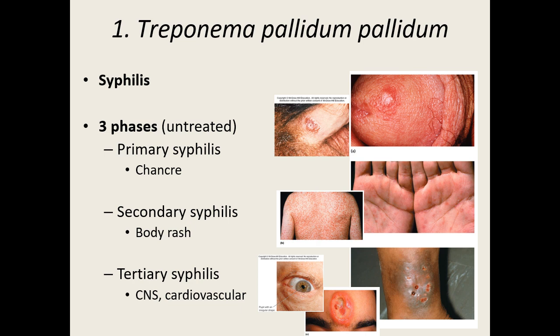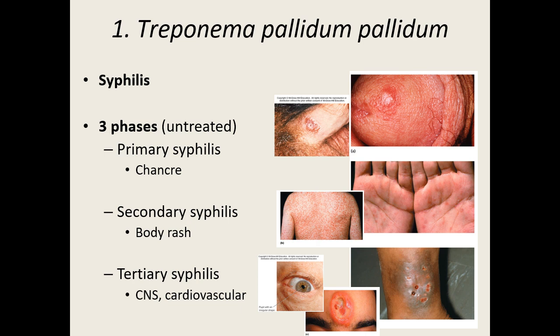So what I don't have on here is there's almost like another little phase between the secondary and the tertiary, and it's just a latency phase. Your immune system eventually gets rid of it somewhere in that secondary phase. And then you're like, okay, I'm fine. For years, you're fine. Your immune system got rid of the bacteria. It's not on the body anymore. But what ends up happening is because this bacteria was doing damage to your body for so long, it was damaging your nervous system. It was damaging your heart muscle.